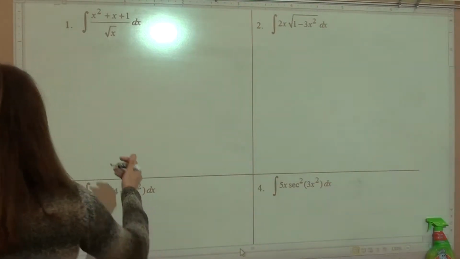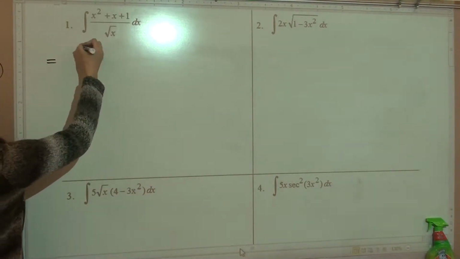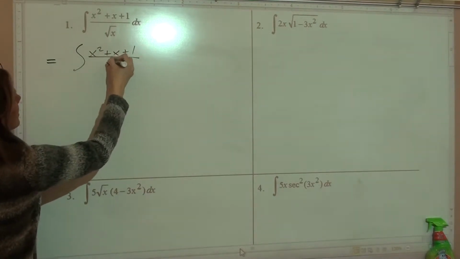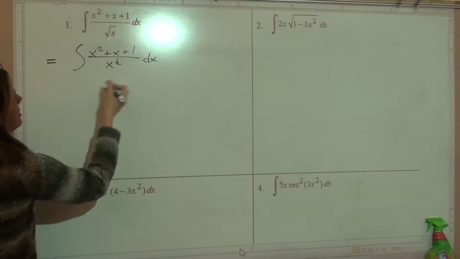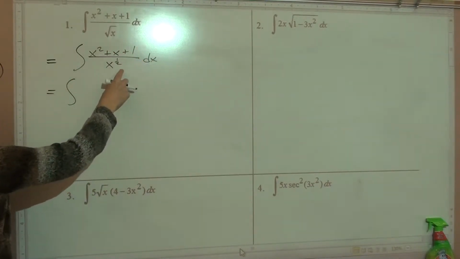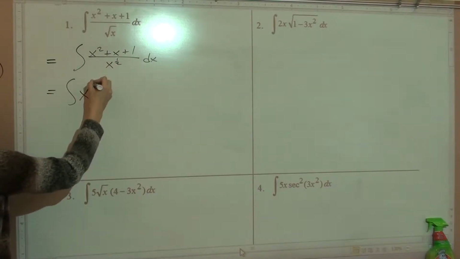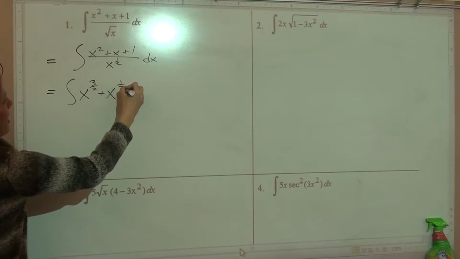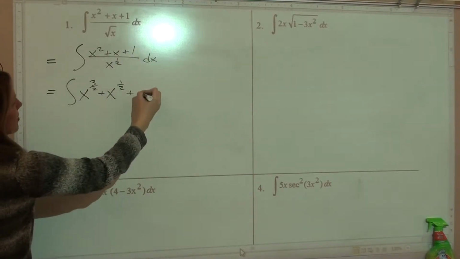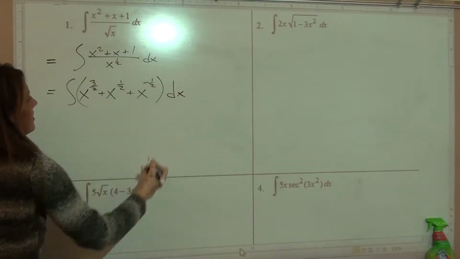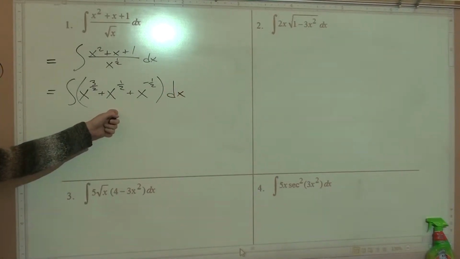Okay, for the first one, if I think of this and I go ahead and divide, you divide by subtracting the exponent. So 2 minus a half gives us x to the 3 halves. 1 minus a half gives us x to the 1 half. And then 1 over x to the 1 half is x to the negative 1 half. Was everyone able to get it down to this form?